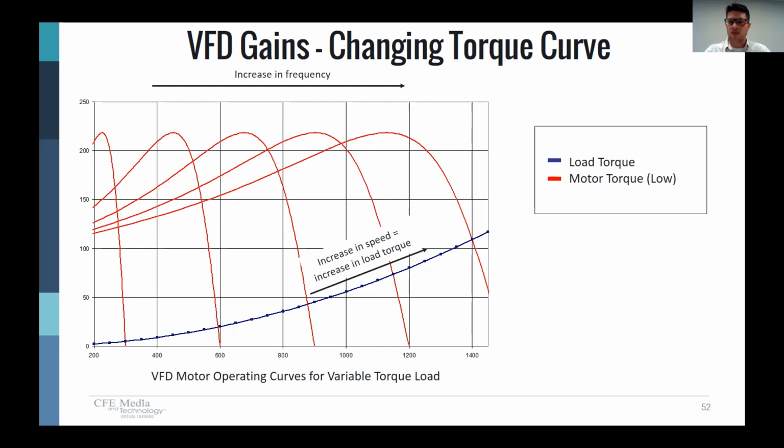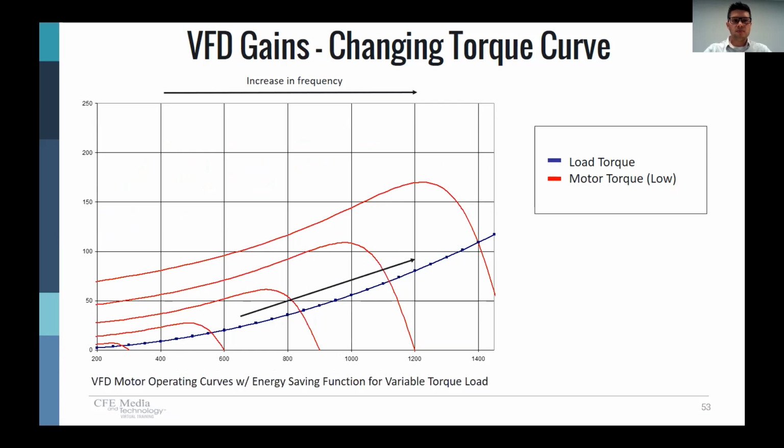So one of the things that we can do to increase the efficiency of the system is change those torque versus speed curves. And the way we can do that is with the variable frequency drive, because I not only have the capability of changing frequency, but I can also change the voltage. So by changing the voltage versus the frequency output of my VFD, I can actually tailor the torque versus speed curve to more suit the application.